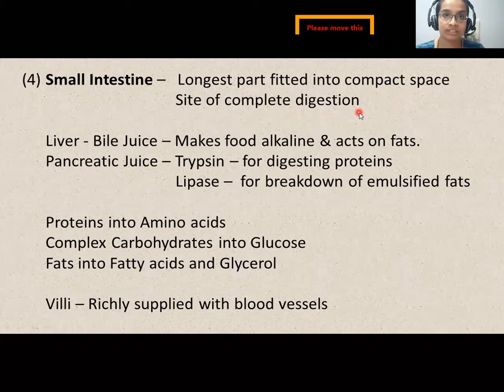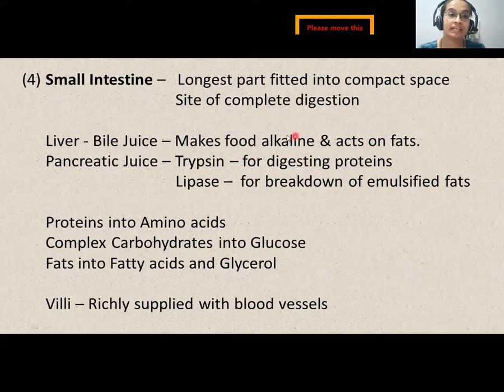Now, in the small intestine, many intestinal juices are released which help in digestion. Specifically, with the help of the liver, bile juice is released. As we just discussed, in the stomach the food becomes acidic. So, to neutralize it, we need an alkaline medium. So, bile juice provides the alkaline medium to make the food neutral.